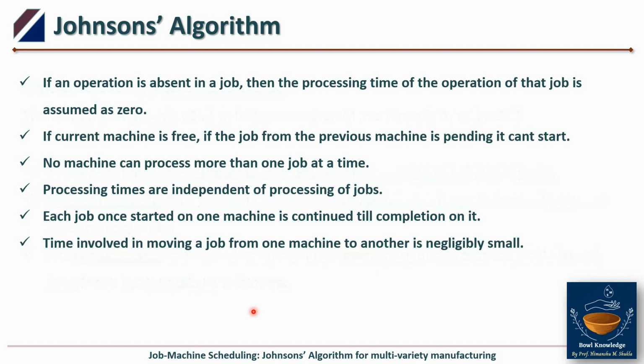Then, no machine can process more than one job at a time. That is a basic assumption. A machine will process only one job at a time. Then, processing times are independent of the processing of jobs. Yes. Each job, once started on one machine, is continued till its completion on it.